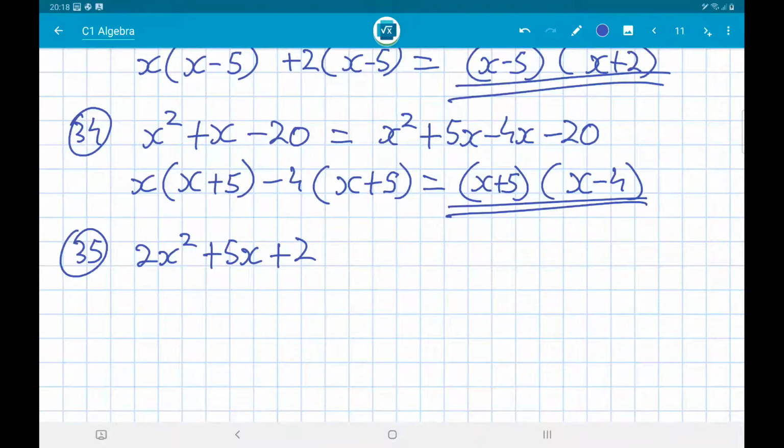Yeah, so now I think it gets a little bit different, because we have to find something that adds up to give 4. No, sorry, that multiplies to give 4 but adds to give 5. That's for the inner circle. So we end up with 2x squared plus 4x plus x plus 2. And I'm pretty sure we know where this is going.